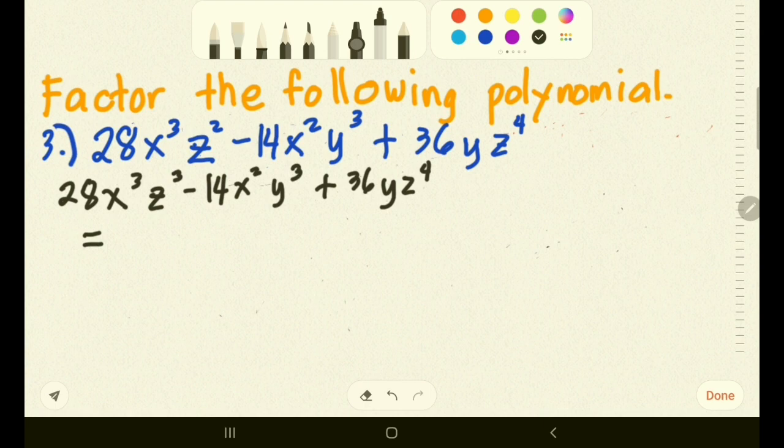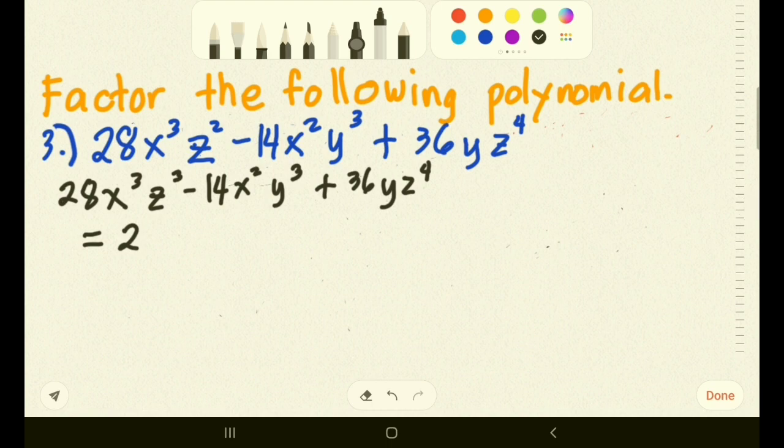So, the same thing, you're going to find our GCMF. Let's start with the numbers: 28, 14, 36. For this, when you use the listing method or the prime factorization, you come up with the GCMF. 36 is 4 times 9. 14 is 7 times 2. 28 is 7 times 4. So their common factor is 2.